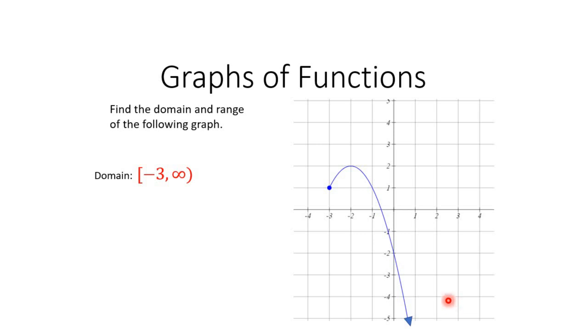But there is, however, an ordered pair that's the highest one on the graph. This is as high up as the graph goes. And that ordered pair occurs where y is equal to 2. So I mark that on the y-axis.